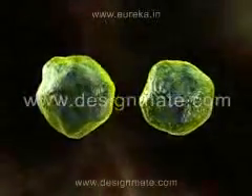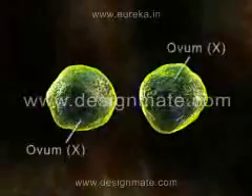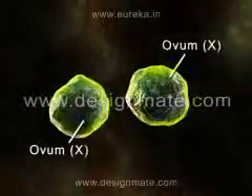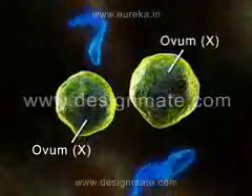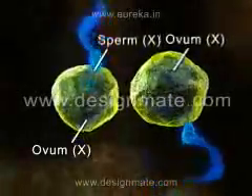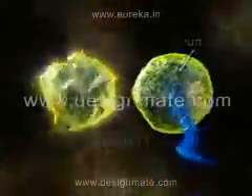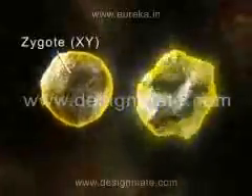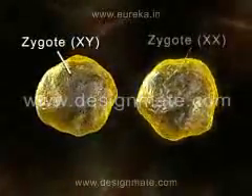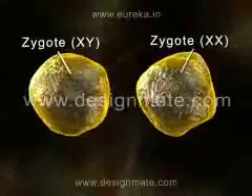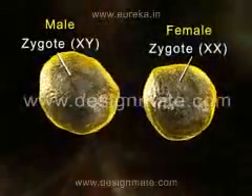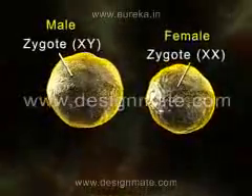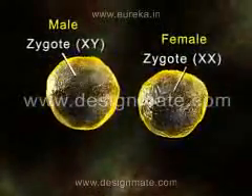Fraternal twins are formed when two different ova, having an X chromosome each, are fertilized by two sperms, one possessing the X chromosome and the other having the Y chromosome. The zygotes formed have different chromosome combinations, XY, which forms the male, and XX, which forms the female child. Thus, fraternal twins can be of different sexes.